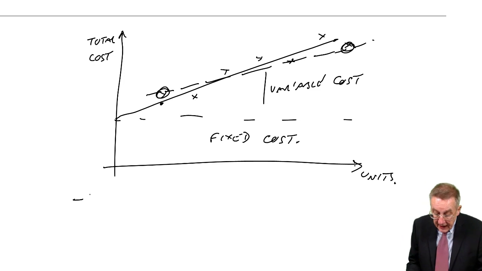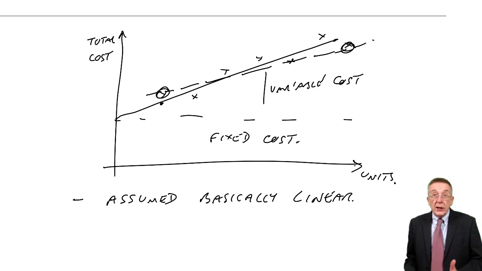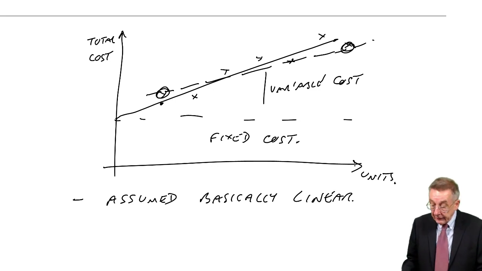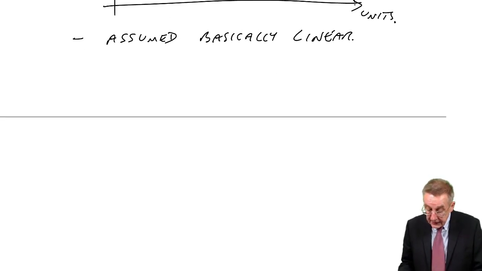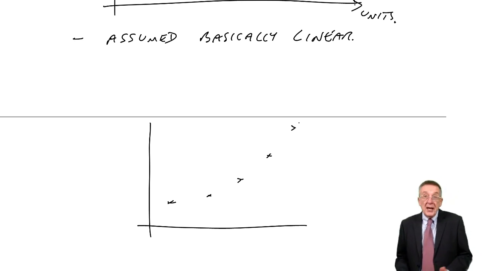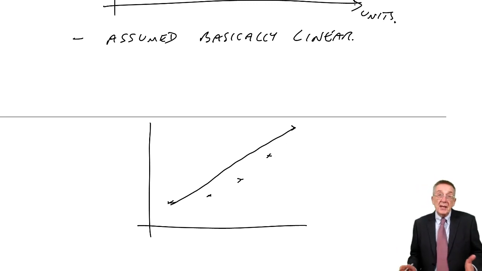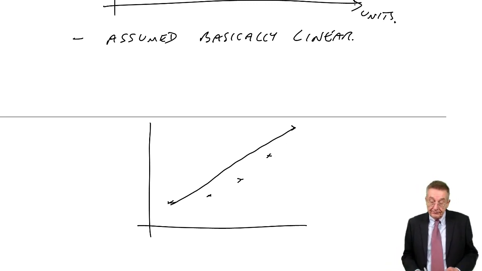Another problem is that we have assumed it's basically linear. If I did put them all on a graph, it could be that in fact it looks something like this. A curve. And yet we've just hit the highest and the lowest, joined them up. We've assumed it's linear, and it may not be.